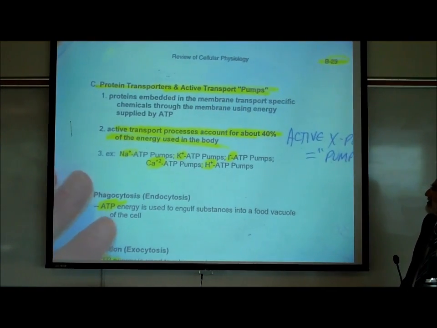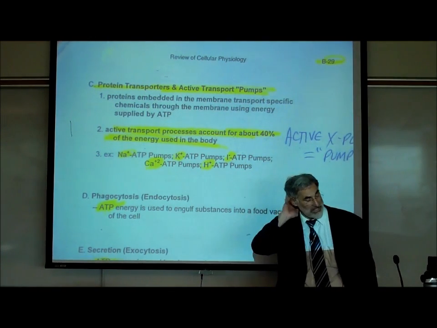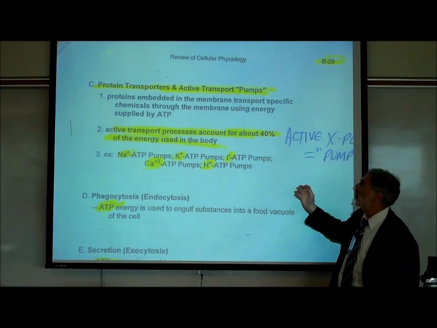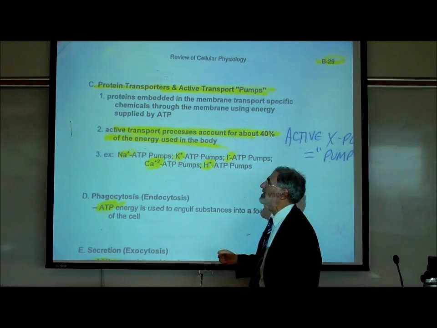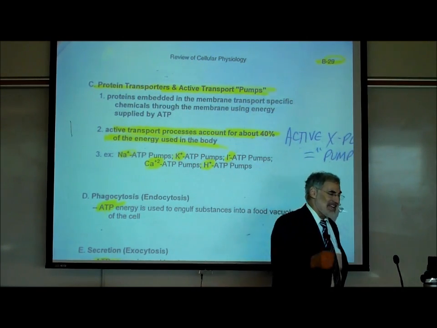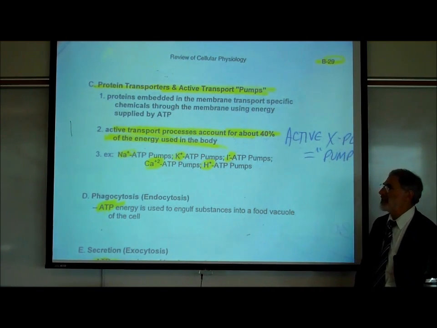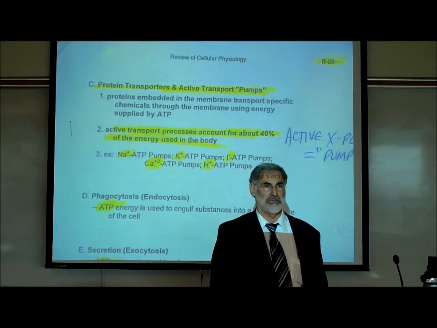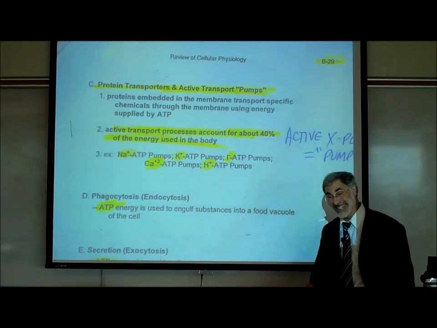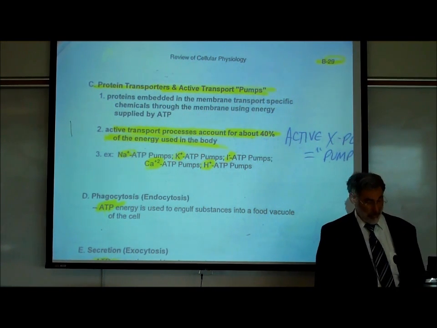Let's focus on active transport for a moment. Active transport processes in the cells of our body account for 40% of all the energy, all the ATP used in our body. At this moment, as you're sitting in your chair, 40% of all the ATP being produced by your cells is being used for active transport. So that's a significant amount. Now, what are you actively transporting?